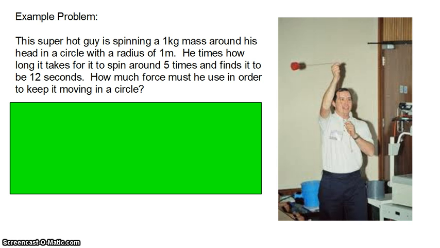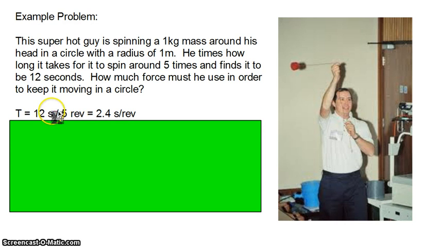Here we have a really studly example of a man spinning a 1 kilogram mass around his head, and we want to know how much force he is going to have to use with his super buff muscles to be able to keep this object in a circular path. So it's a 1 kilogram mass. It's moving in a circle that has a radius of 1 meter. He times how long it takes to spin around 5 times, and it takes 12 seconds. So the first thing we need to know is what is the actual period. So we take 12 seconds divided by 5 revolutions to find that it takes 2.4 seconds for every revolution.